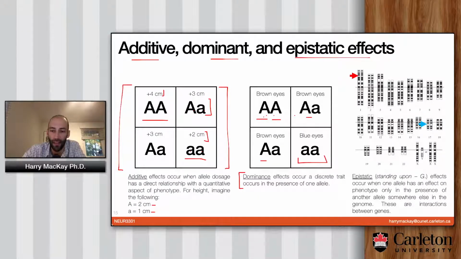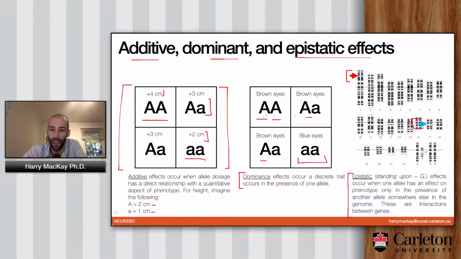And then epistasis, which comes from a Greek word meaning standing upon, because one gene's effects stand upon the other gene's effects, and they act in combination. It occurs when one allele has an effect on the phenotype only in the presence of another allele. So if you imagine there's an allele here, for example, that controls one aspect of phenotype, and then there's another gene over here that controls a different aspect.